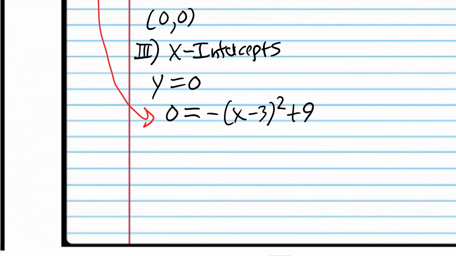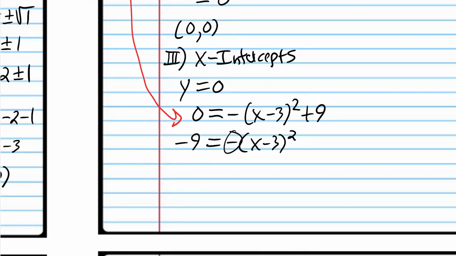So now we just have to solve that equation. And that equation is an equation with a square. We have to isolate that square first by getting rid of this negative and the 9. So we're going to subtract 9 from both sides. That gets rid of the 9 on the right side of the equation. And then we're going to divide both sides by negative 1 to get rid of that negative there. And we end up with 9 is equal to (x minus 3) squared.